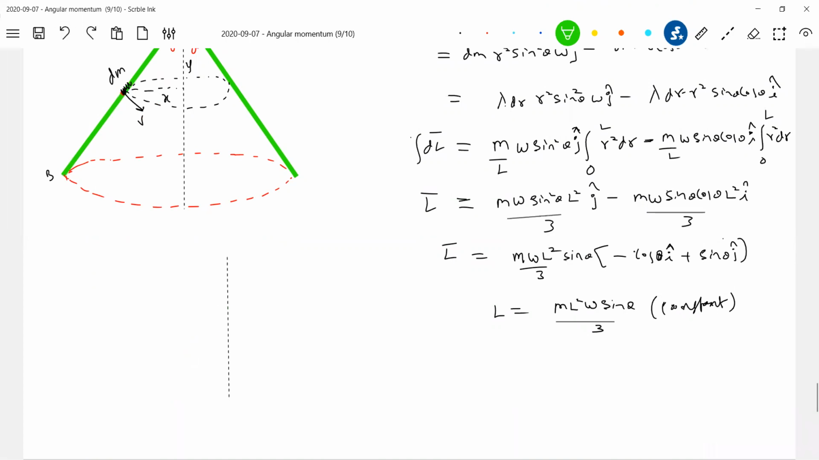When the rod is in this position and in this position, how will L bar be directed? L bar will be directed like this when it is here. And when the rod is here, L bar will be directed in this direction, not along the rod, somewhere like this: minus cos theta I cap plus sin theta j cap. So this will be the orientation, and the rod is going to swing.